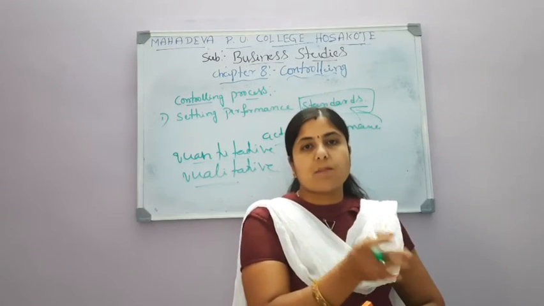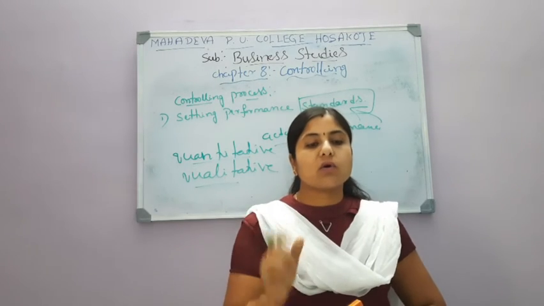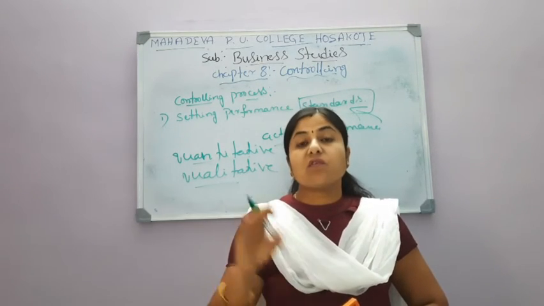Now, as already given in the example, if we are producing 10 units, we are just going to measure it. Okay, then the number of units that should be sold.